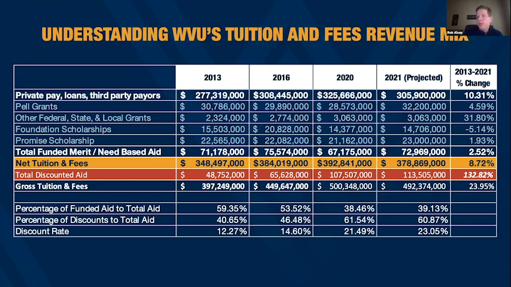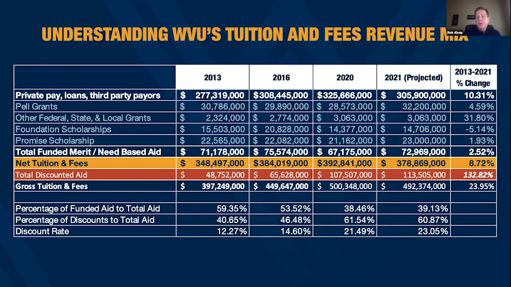So a couple of things to point out. In 2013, we collected from all sources outside the university $348 million in tuition. By 2020, we collected $392 million. You'll see that in 2021, we are only projected to collect $378 million in tuition revenues net. So we've actually seen a decline in the amount of tuition and fees that we will collect going forward.